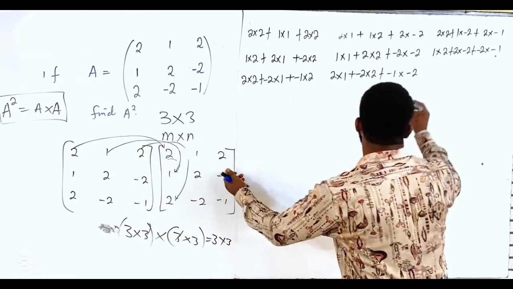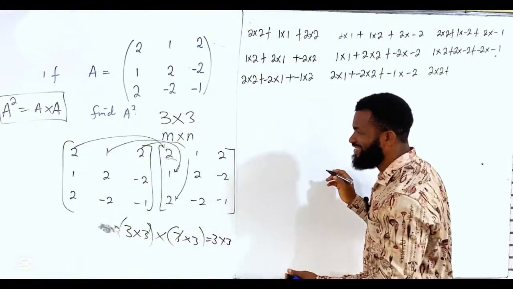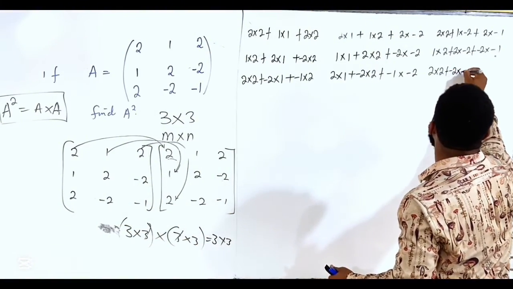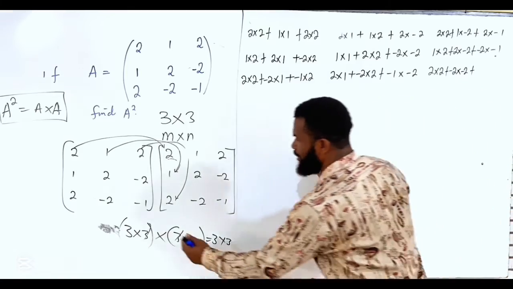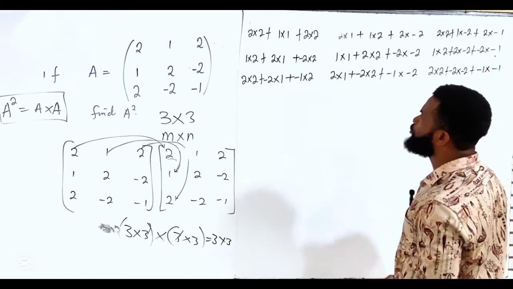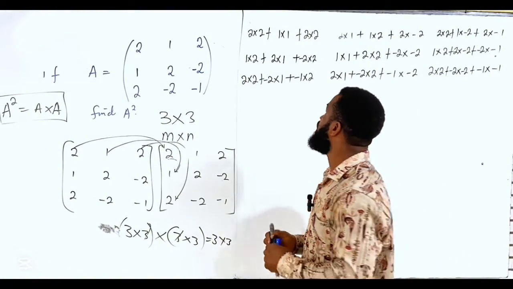2 times 2 plus minus 2 times minus 2 plus minus 1 times minus 1. So this is the multiplication process. Now let's take it one step before the other.